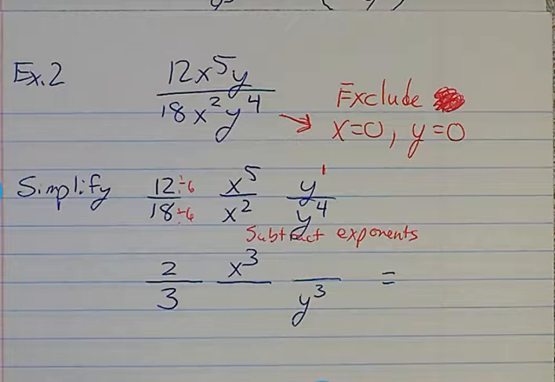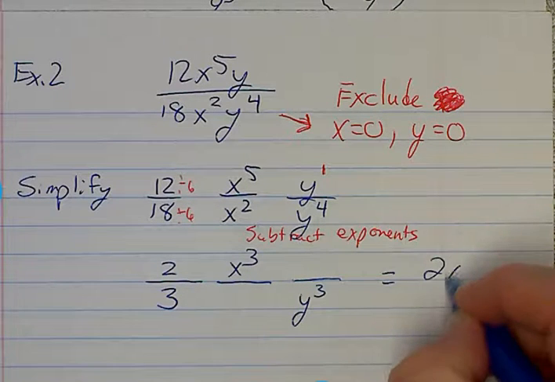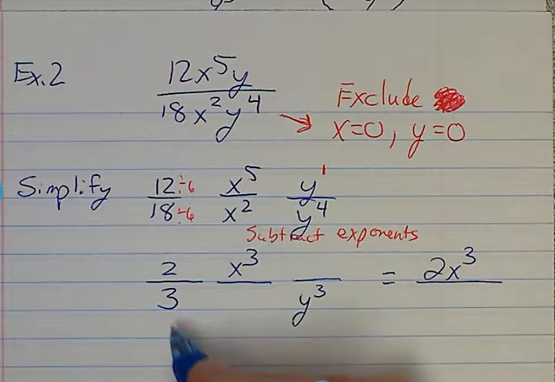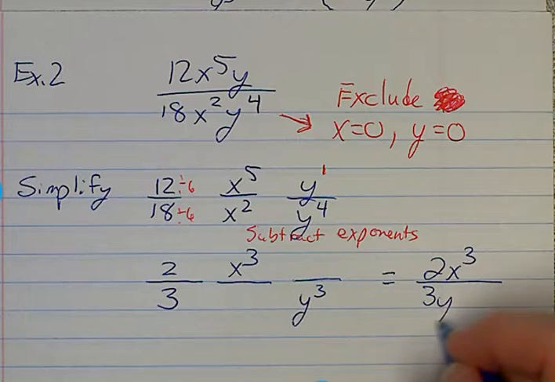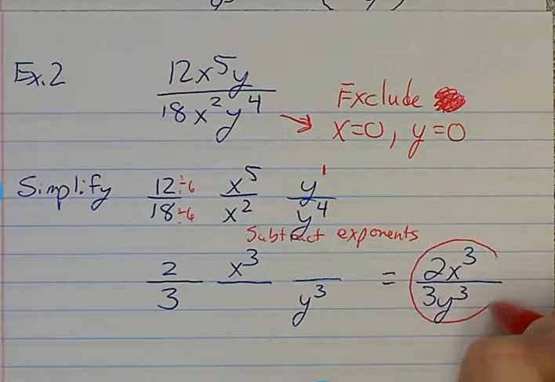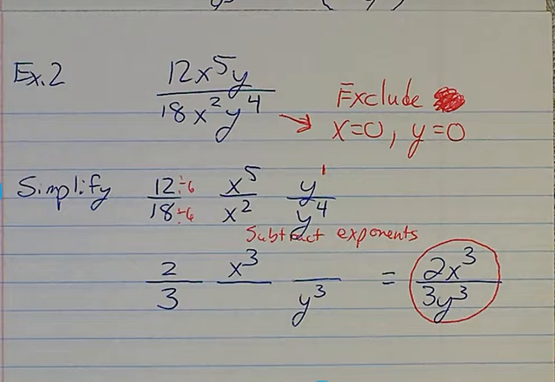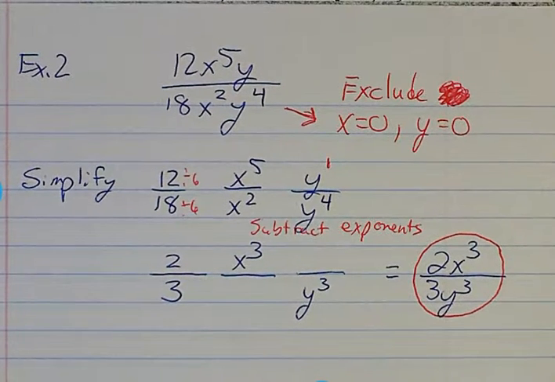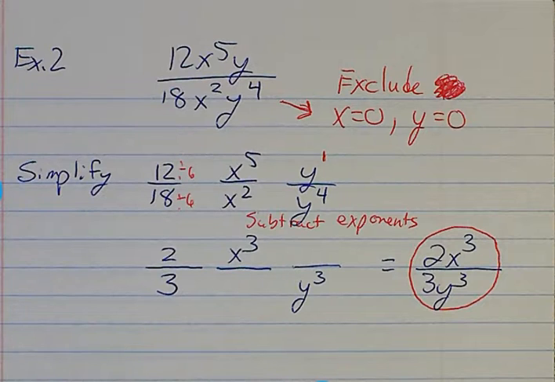So then we just put it all together. You've got a 2x to the third on the top. On the bottom, we've got a 3y to the third. And that would be the final answer we're looking for right there. Okay, so again, those are just a little bit different, but still something you may have to look at.